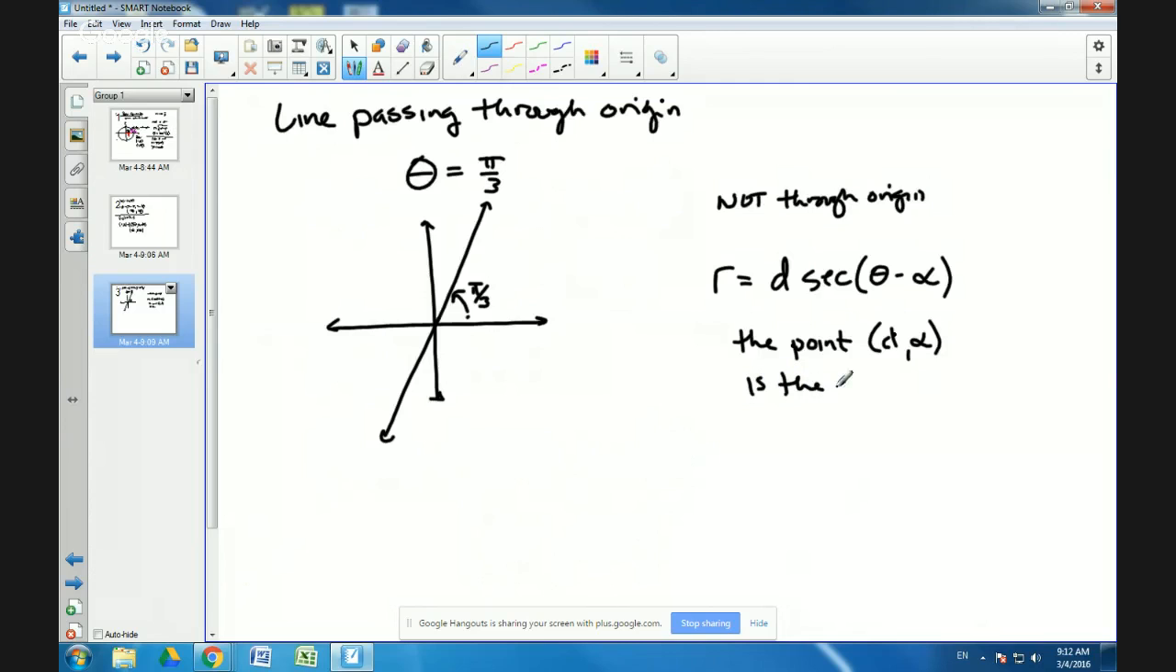is the point on the line closest to the origin. So again, it's just a point. In rectangular coordinates, closest to the origin.